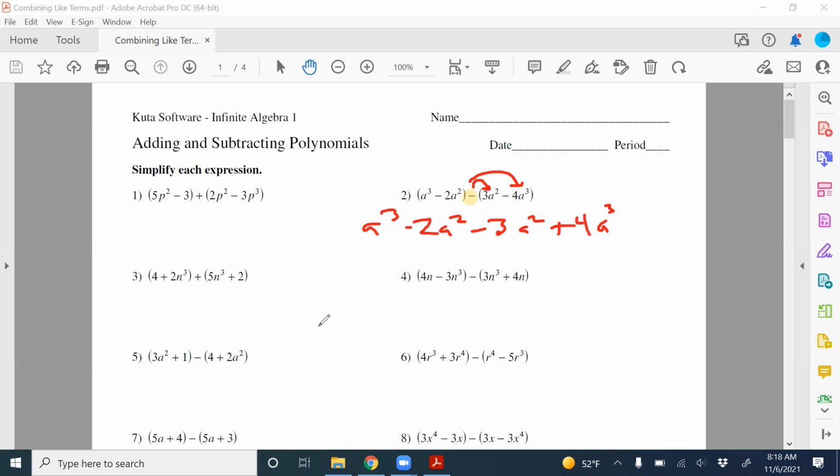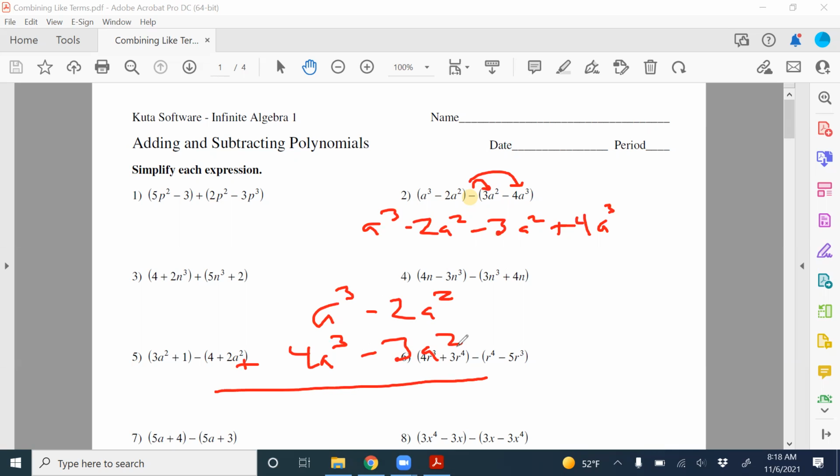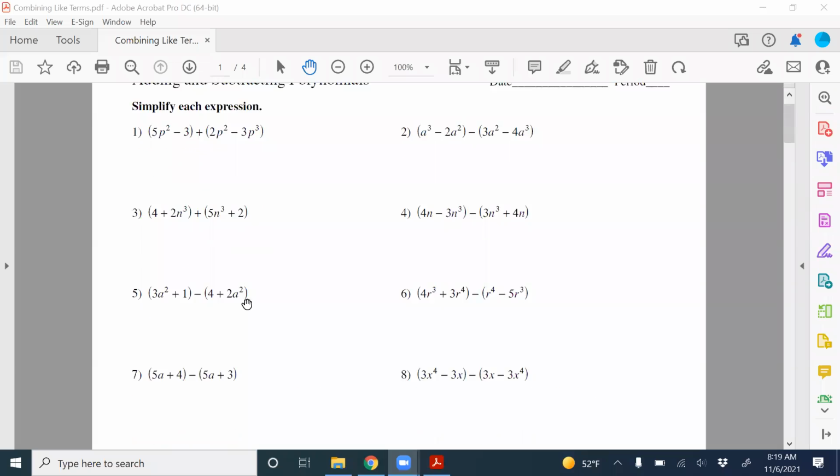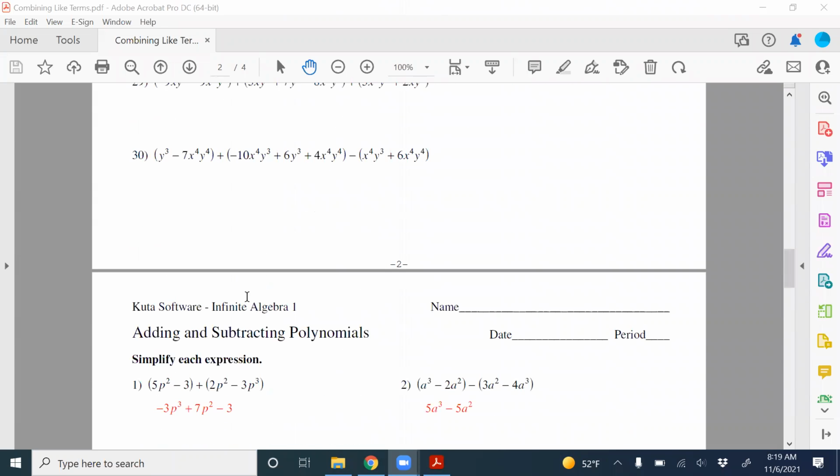Now we stack a cubed minus 2a squared, and you have negative 3a squared and 4a cubed. So again, negative 2a squared, negative 3a squared, those are like terms that becomes negative 5a squared. And you have a cubed, 4a cubed becomes 5a cubed. There you go. So again, we're deliberately stacking like terms. And you can see the answer for number 2, exactly what we got.